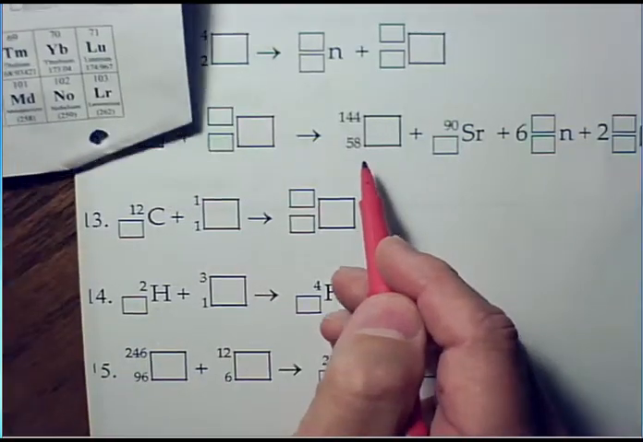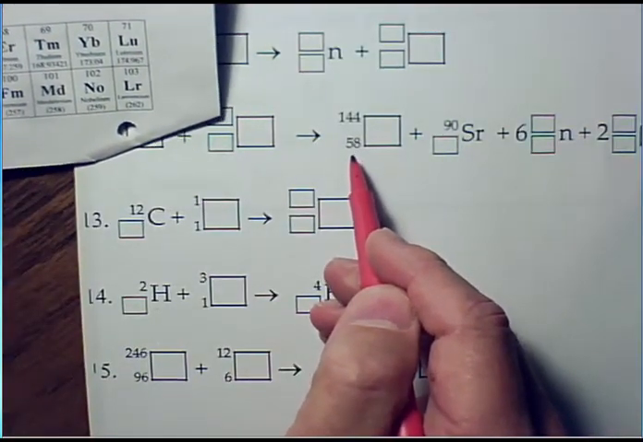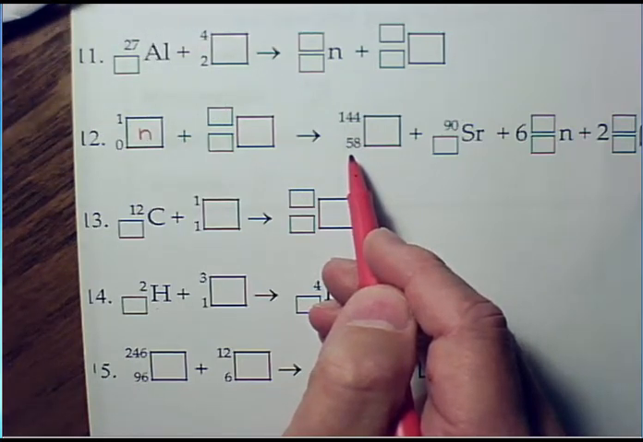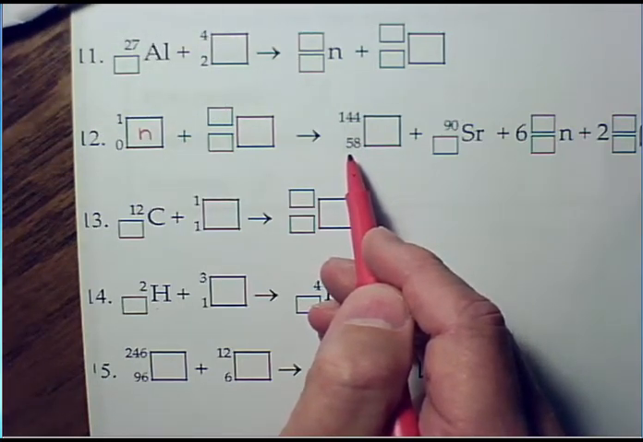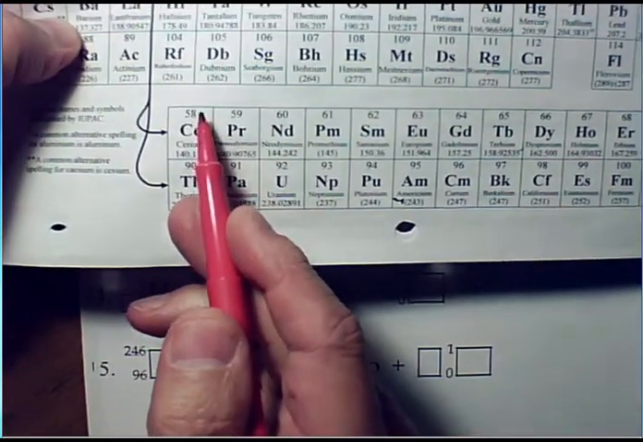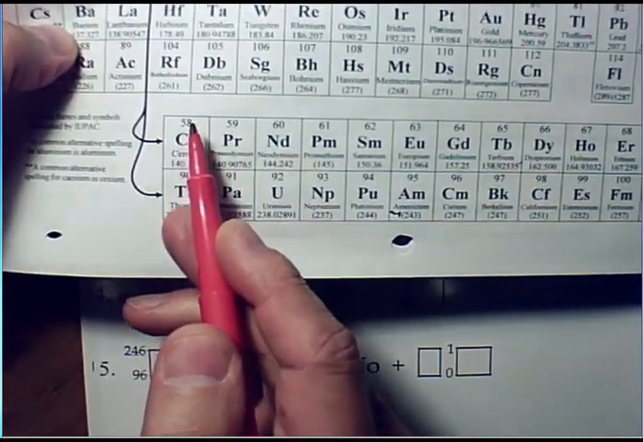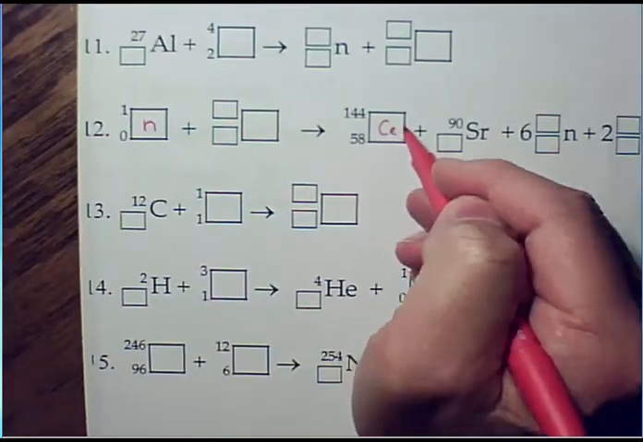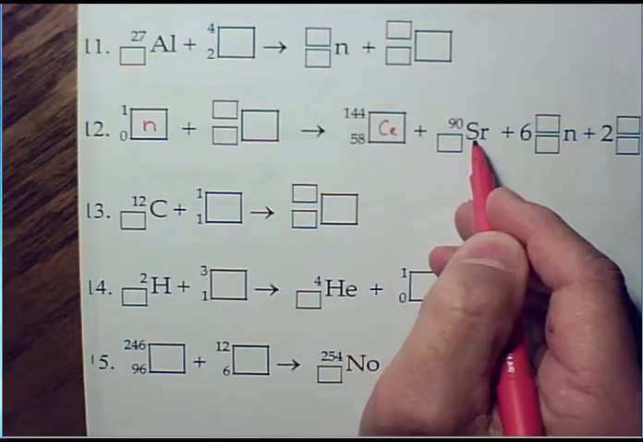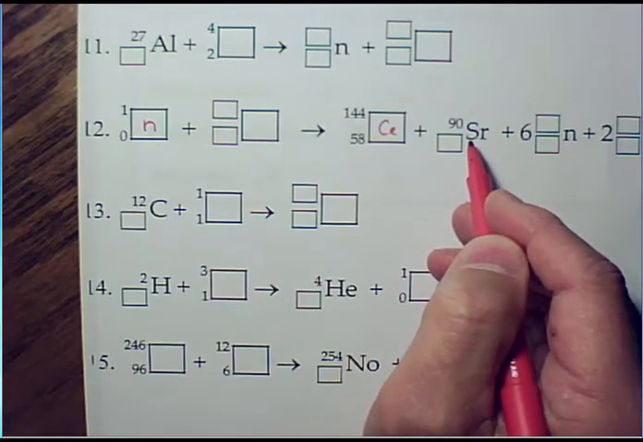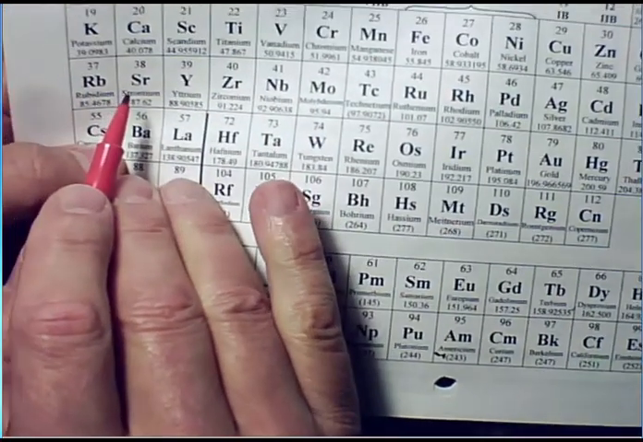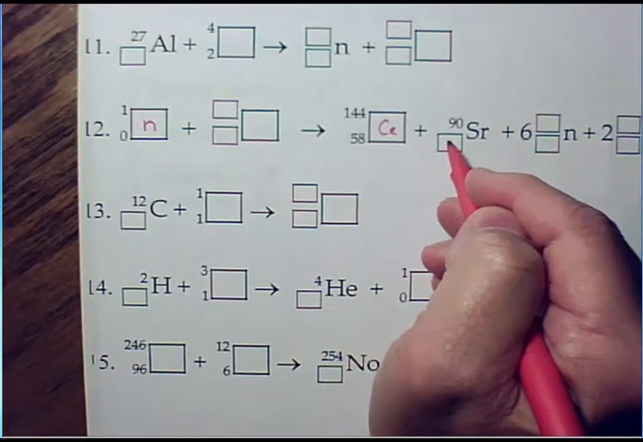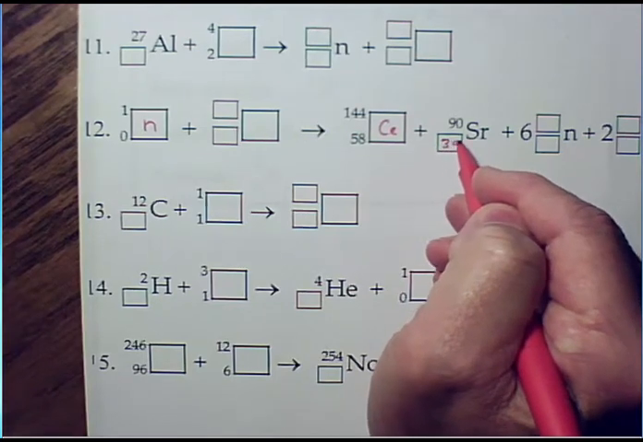All right, so what element has 58 protons, guys? Cerium. It's on your periodic table. The atomic number is at the top. The atomic number is the number of protons. So this is cerium. What is the atomic number for strontium? 38. It's on the periodic table. It's right here. There's strontium. There's the atomic number. That's the number of protons. That's what goes right here.